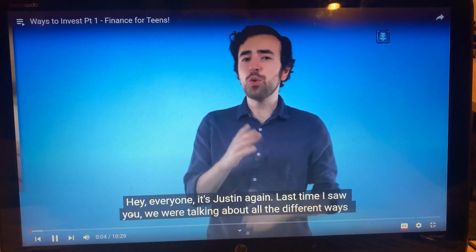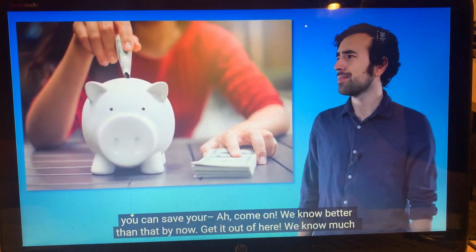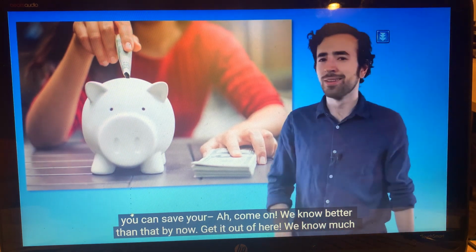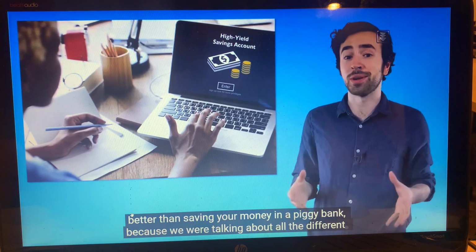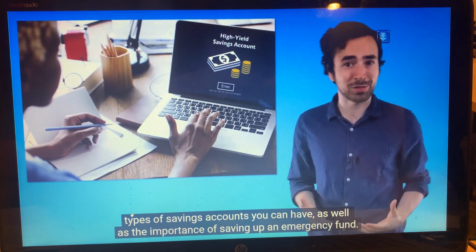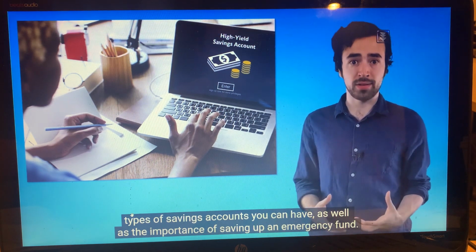Last time I saw you, we were talking about all the different ways you can save your... Oh, come on! We know better than that by now. Get it out of here. We know much better than saving your money in a piggy bank, because we were talking about all the different types of savings accounts you can have, as well as the importance of saving up an emergency fund.